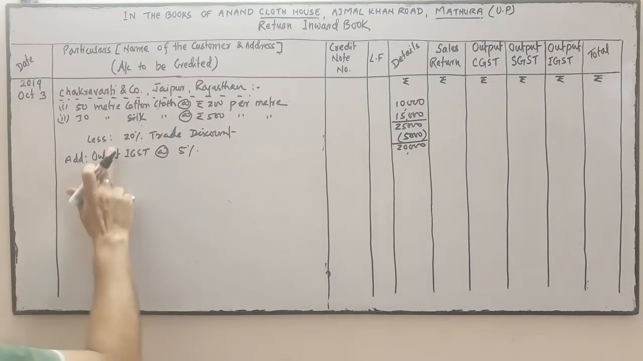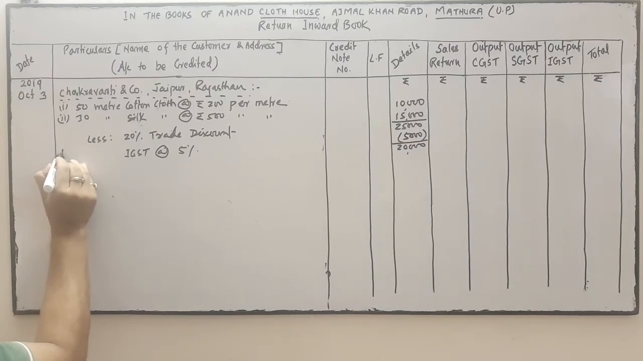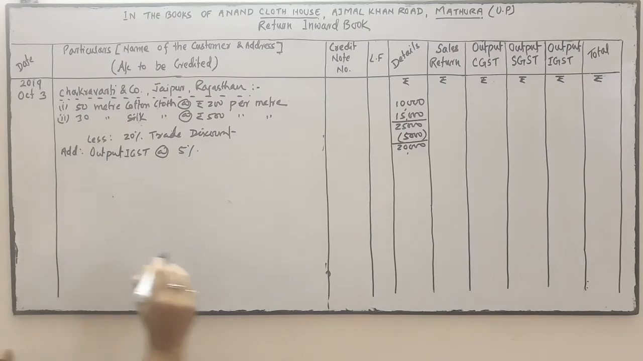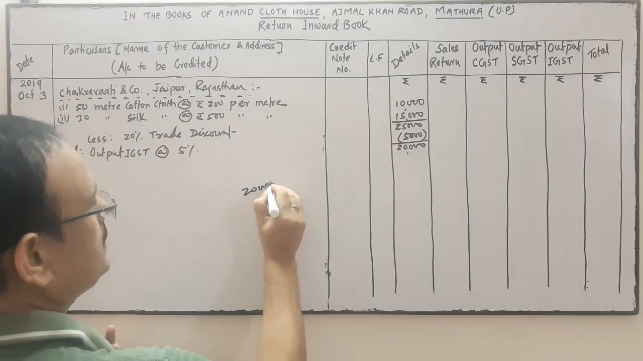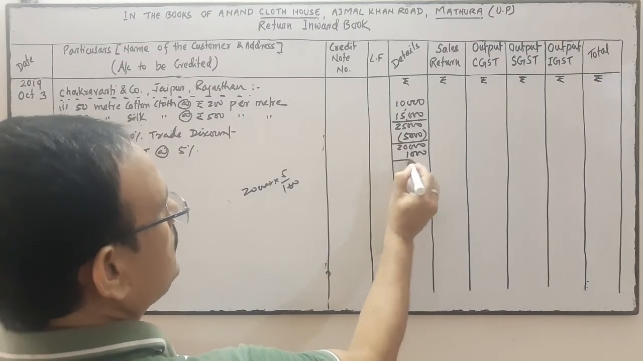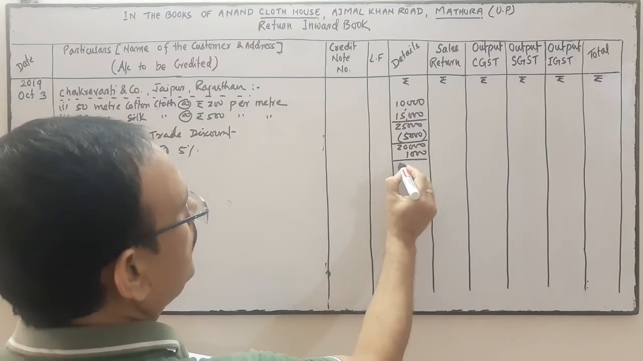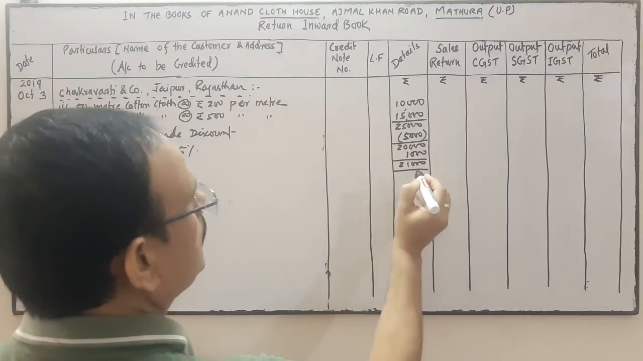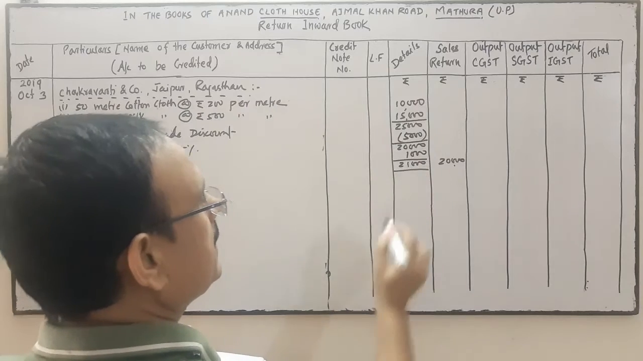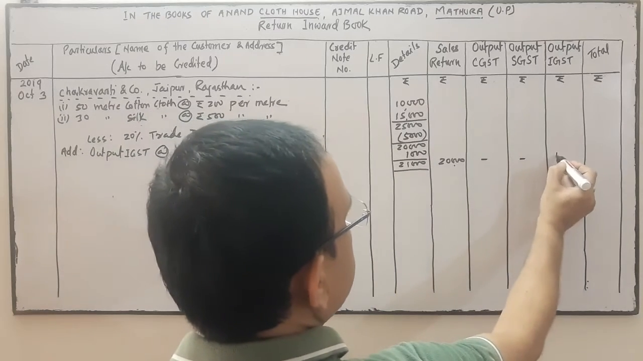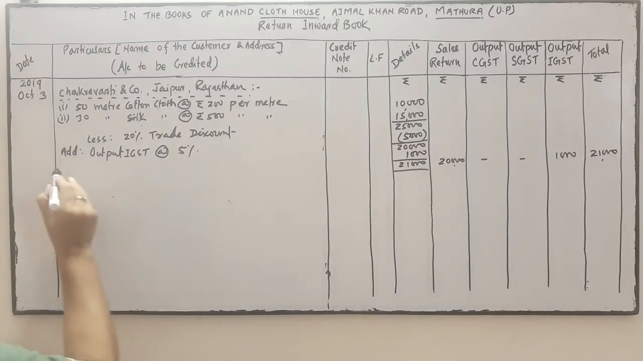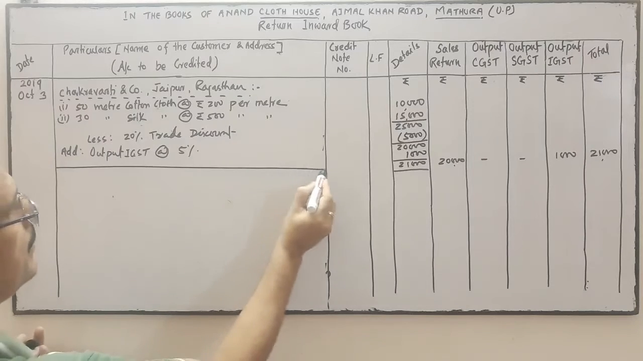So 5% of this amount, 20,000, is 1,000. So it is 21,000. So 20,000 will be in the sales return column, and 1,000 will be in the IGST column, and in the total it is 21,000. So first one is completed, first transaction is completed.